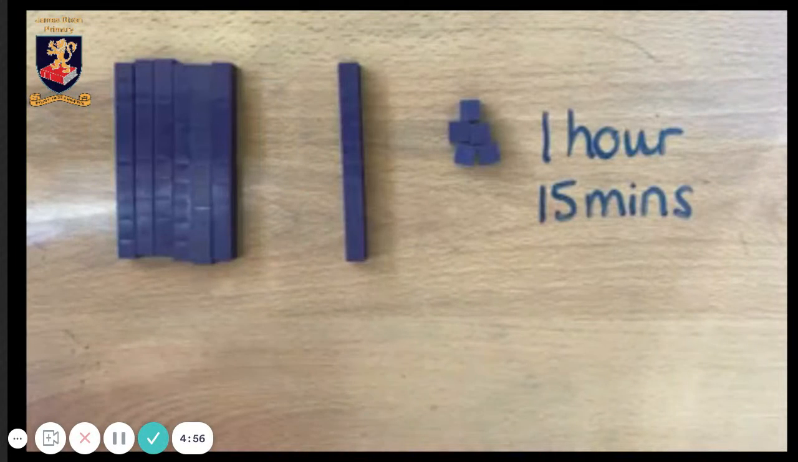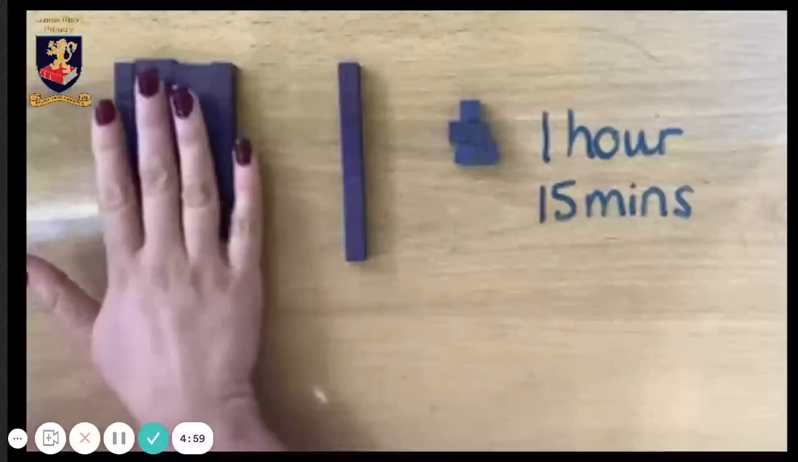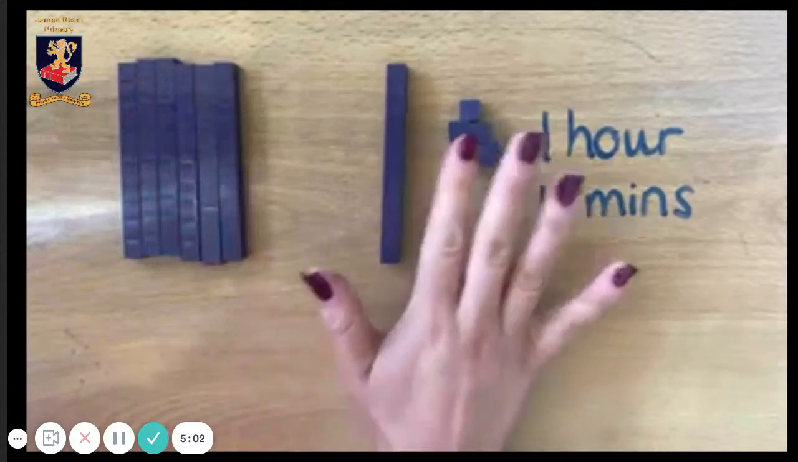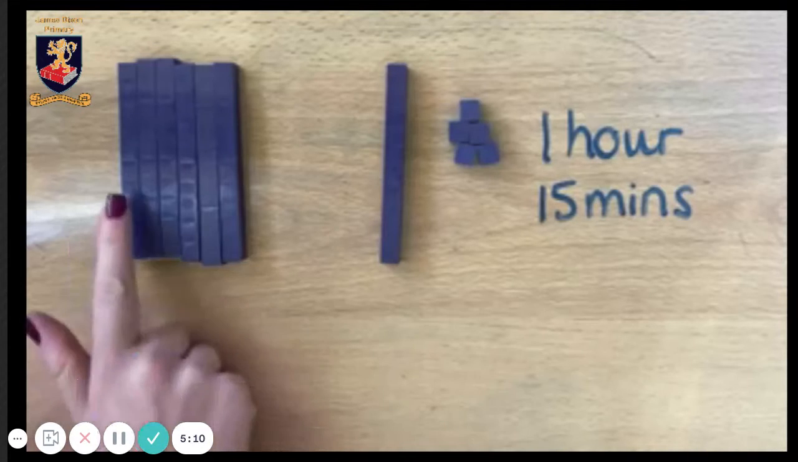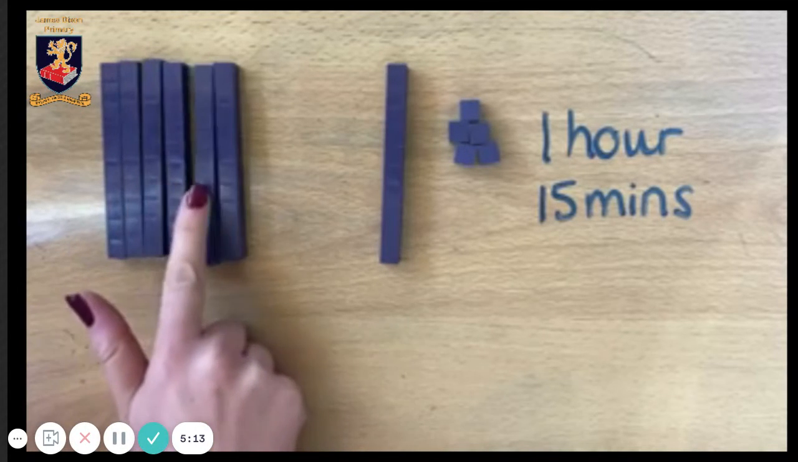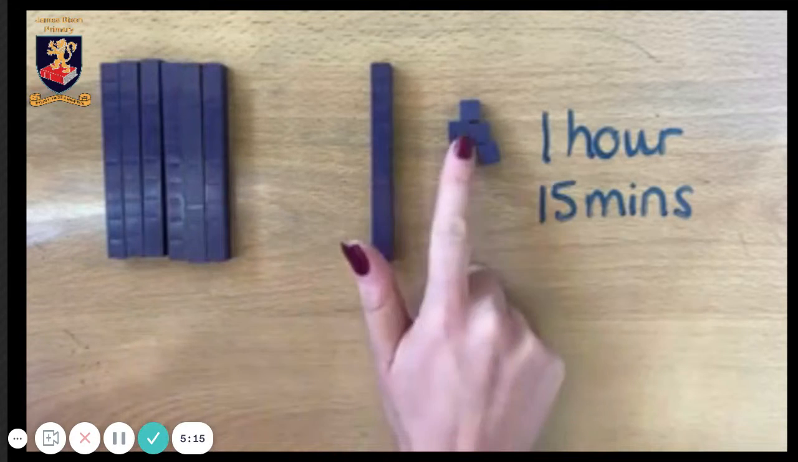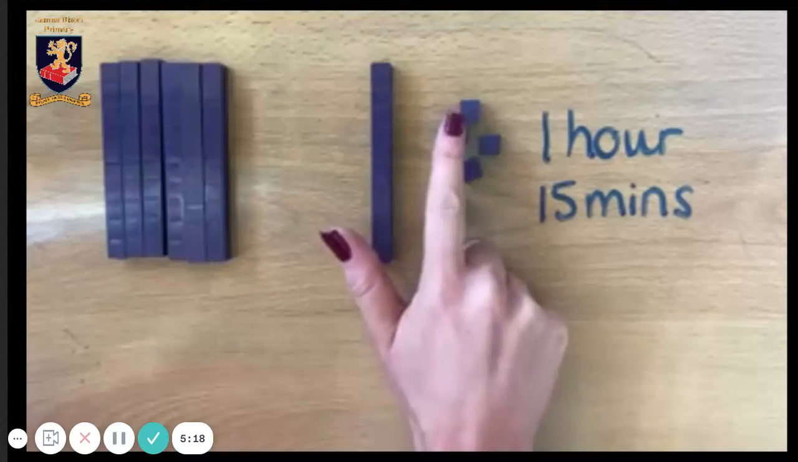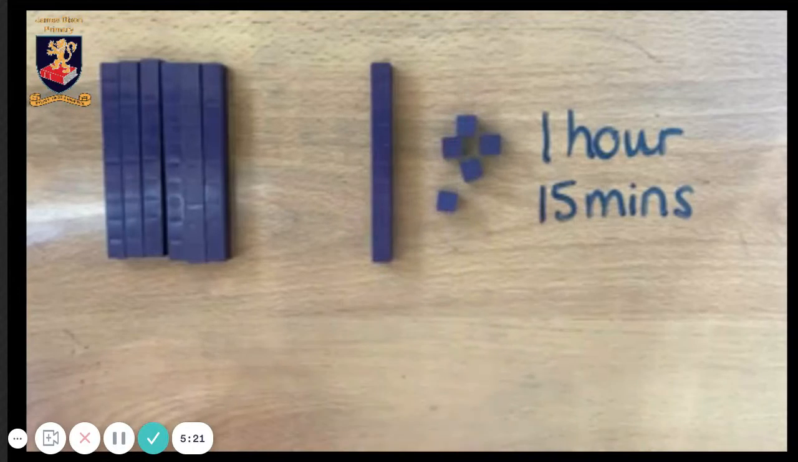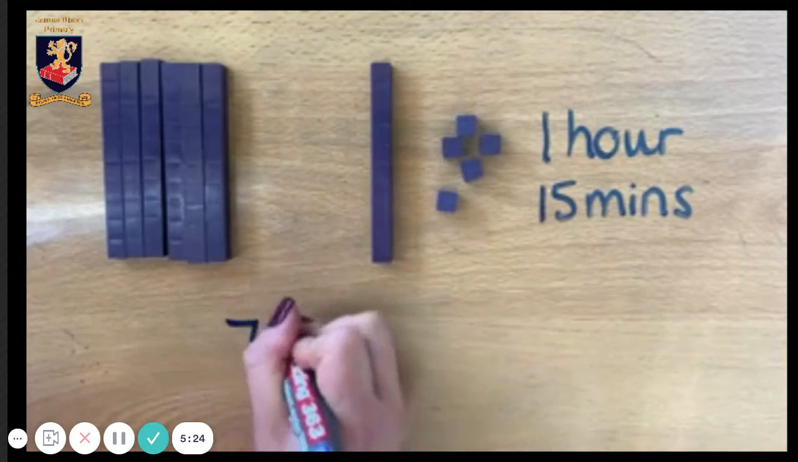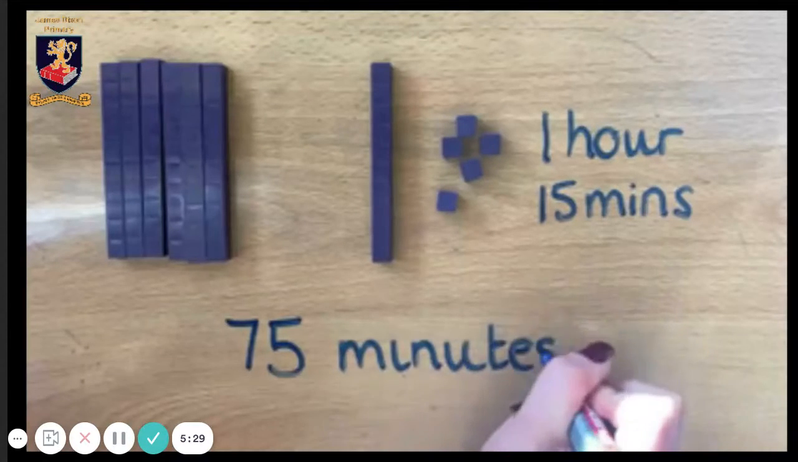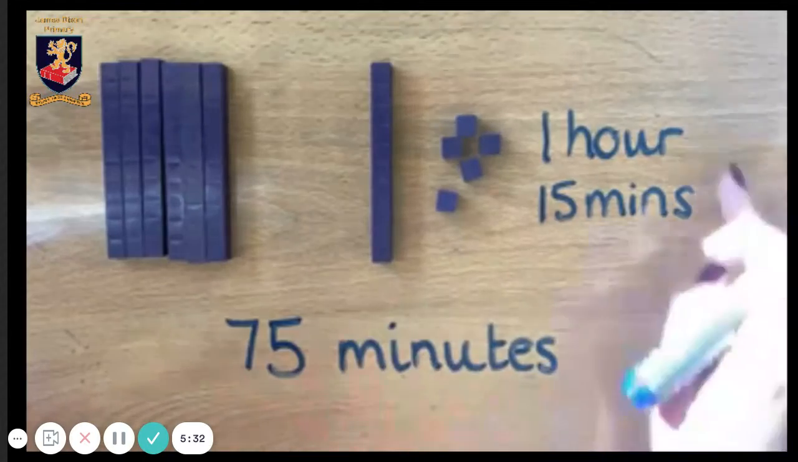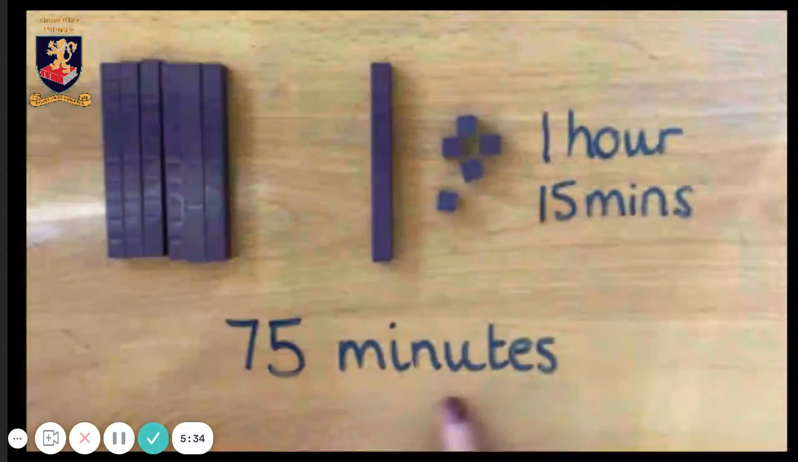This time I know how many hours and minutes I've got. I've got 1 hour and 15 minutes. To find out how many minutes that is the same as, I'm going to count in my tens and then on in my ones. 10, 20, 30, 40, 50, 60, 70. 71, 72, 73, 74, 75. 1 hour and 15 minutes is the same as 75 minutes. I have converted my hours and minutes to just minutes.